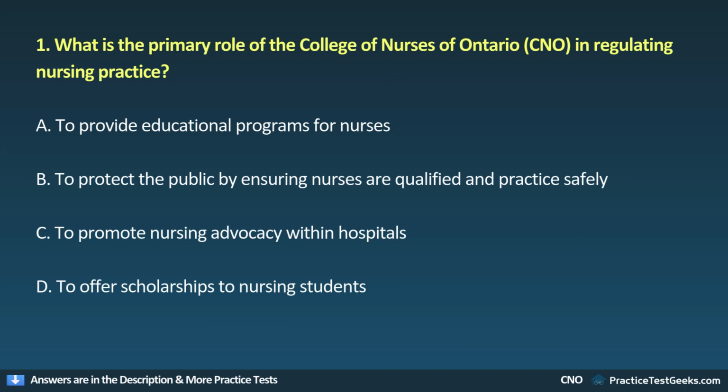1. What is the primary role of the College of Nurses of Ontario CNO in regulating nursing practice? A. To provide educational programs for nurses. B. To protect the public by ensuring nurses are qualified and practice safely. C. To promote nursing advocacy within hospitals. D. To offer scholarships to nursing students.